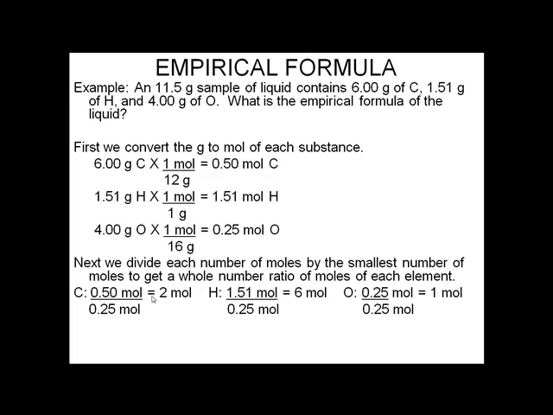So I take my moles of carbon, 0.5 divided by 0.25, gives me 2 moles. Hydrogen, 1.5 divided by 0.25, gives me 6 moles. Oxygen, 0.25 divided by 0.25, gives me 1 mole. So now this is my empirical formula. This is the simplest ratio of atoms that I can have to each other: C2H6O.